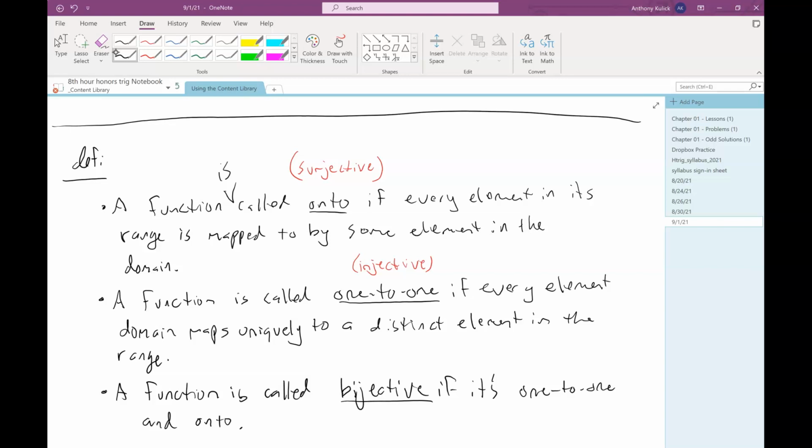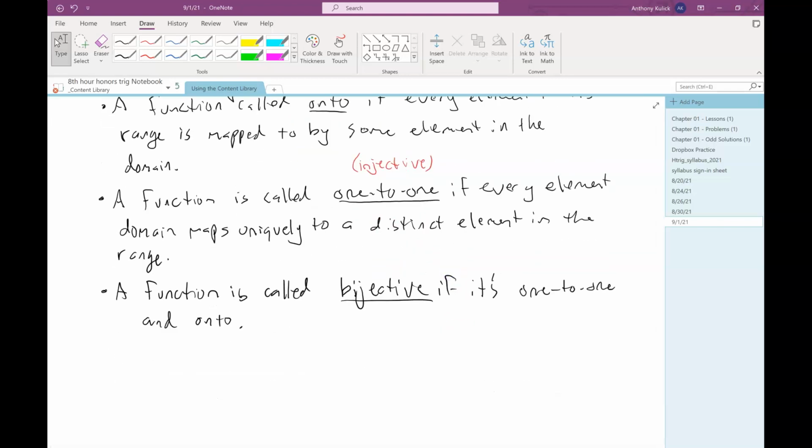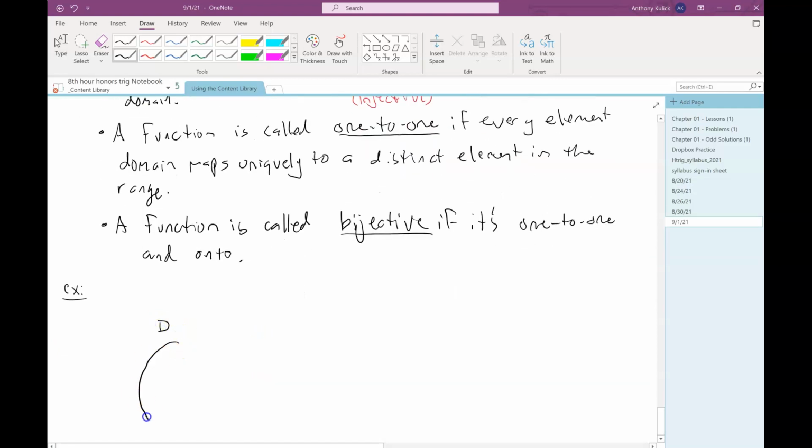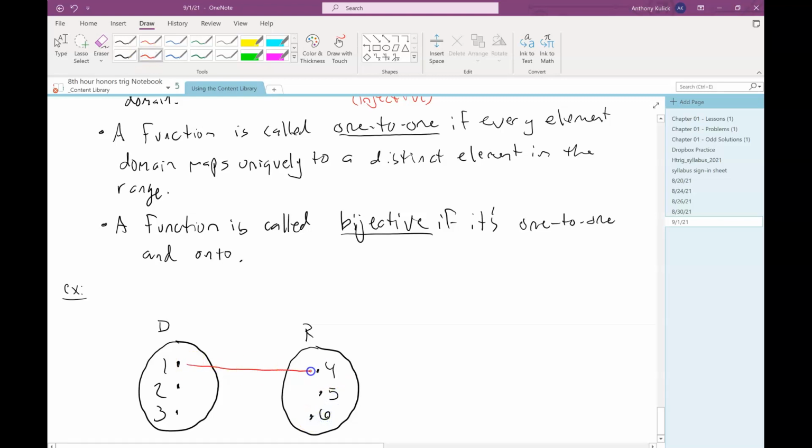So let's look at some examples of functions and decide whether they are one-to-one and onto. In doing so, we'll try to figure out how this is related to deciding whether something's inverse will also be a function. Okay? And then we'll get back to talking more about inverses. So let's start with a mapping diagram. Maybe 1 goes to 4, and 2 goes to 5, and 3 goes to 5.